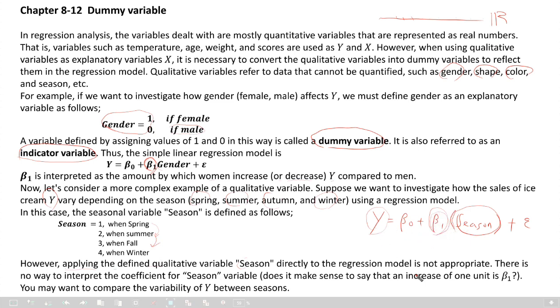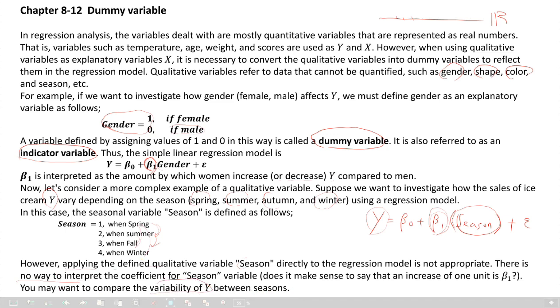We do not want that kind of result. It doesn't make any sense. There is no way to interpret the coefficient for the season variable. Does it make sense to say that an increase of 1 unit is beta 1 anytime? You may want to compare the variability of y between seasons. How does y change between seasons? Spring and summer, summer and fall, spring and fall, spring and winter, something like that. So we want to know the variability of y between seasons.